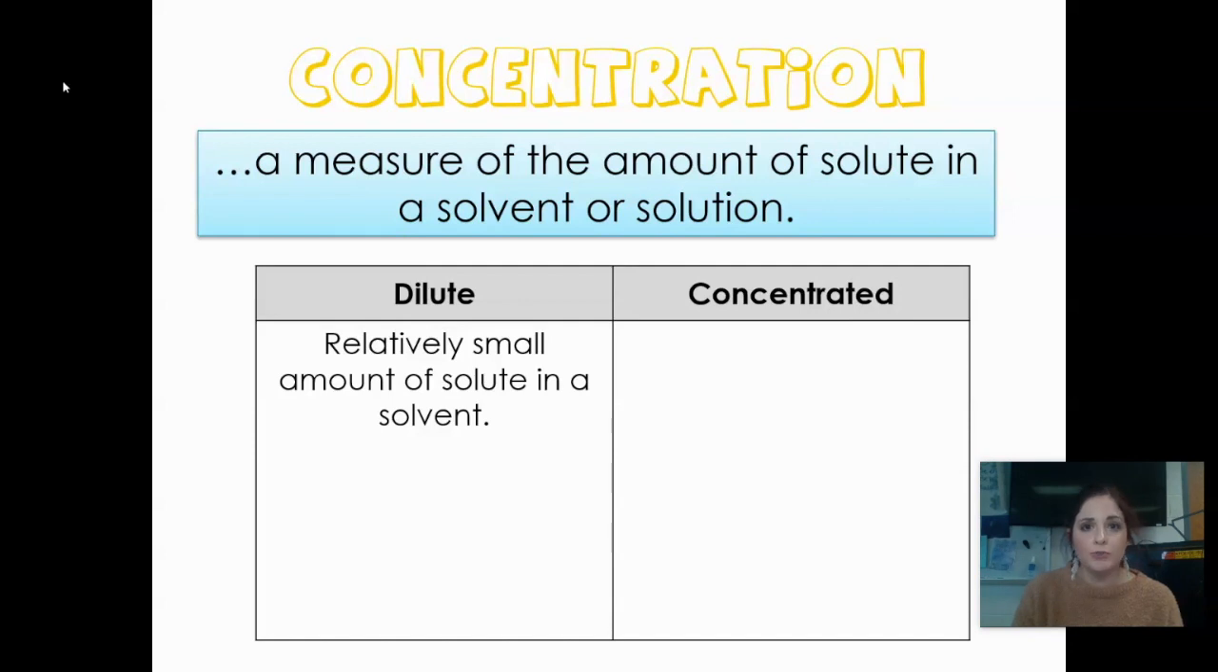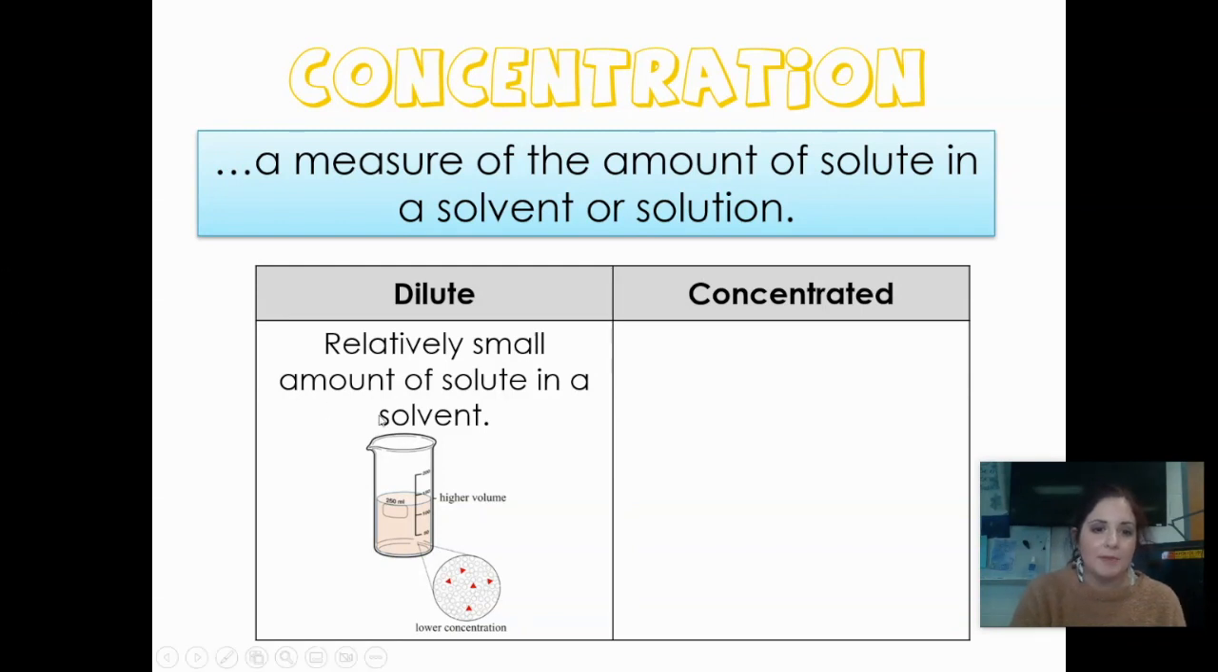So a dilute solution is when you have a relatively small amount of a solute that's dissolved in a solution. So if I have just a little bit of salt in water, that would be considered a dilute solution because there's not a lot of solute present. So for example, here would be an image of what a particle diagram would look like. Notice that if these red triangles are my solute, there's not very many solute particles present per solvent particles, and we recognize that as being relatively dilute.